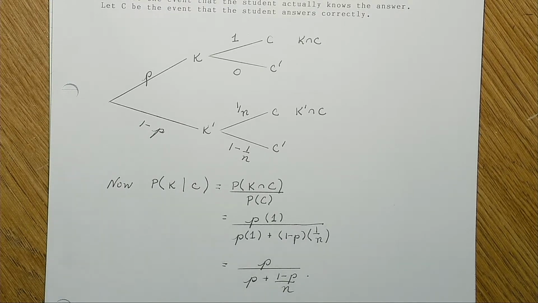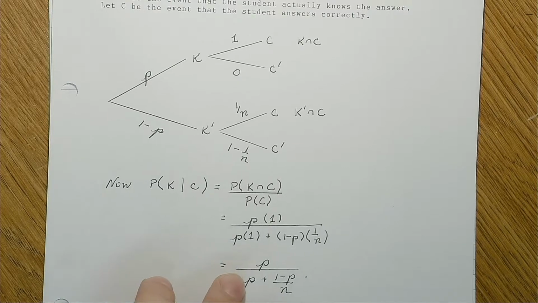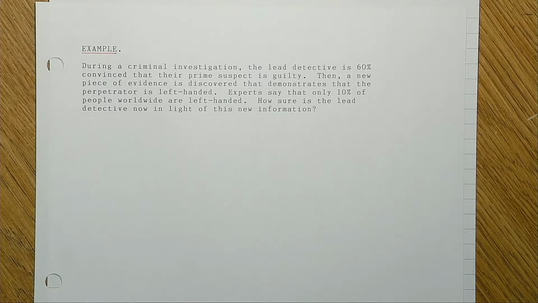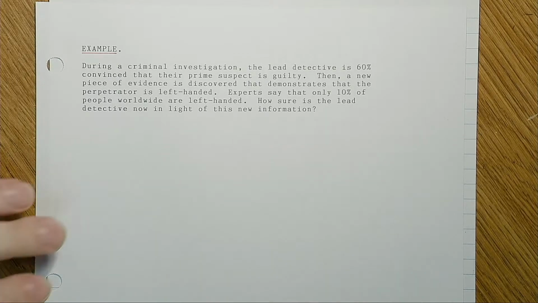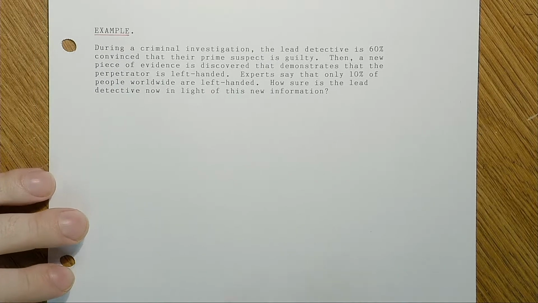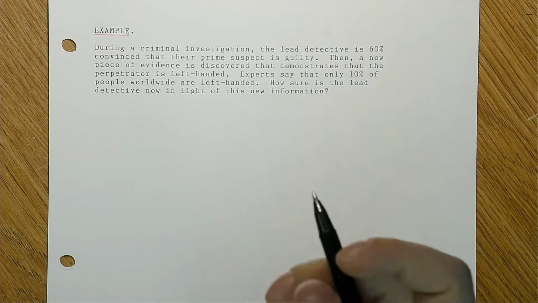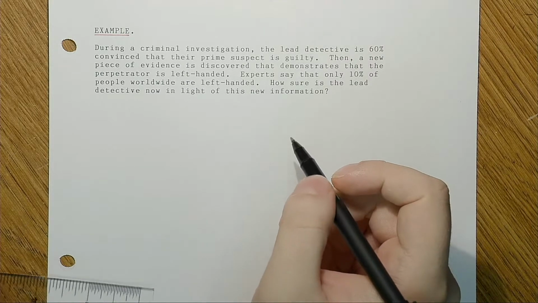Okay, so that was the first example. Here's the second example. During a criminal investigation, the lead detective is 60% convinced that their prime suspect is guilty. Then a new piece of evidence is discovered that demonstrates that the perpetrator is left-handed. Experts say that only 10% of the world's population is left-handed. How sure is the lead detective now in light of this new information?